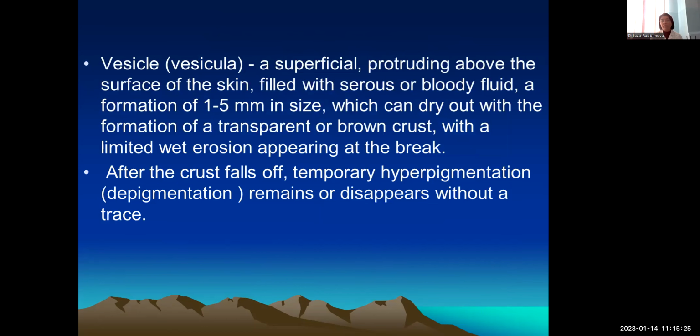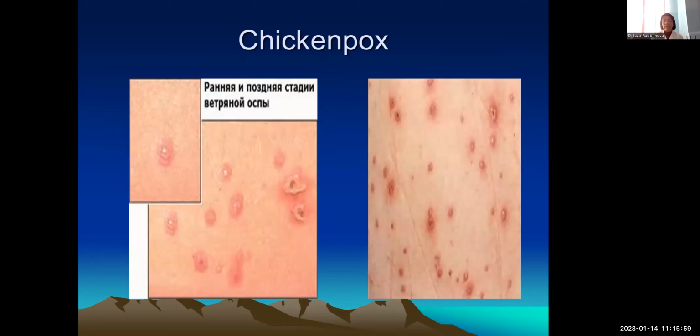Vesicle, a superficial element protruding above the surface of the skin, filled with serous or bloody fluid. A formation of 1 to 5 millimeters in size, which can dry out with the formation of a transparent or brown crust, with a limited wet erosion appearing at the break. After the crust falls off, temporary hyperpigmentation remains or it disappears without a trace. Very typical for chickenpox.